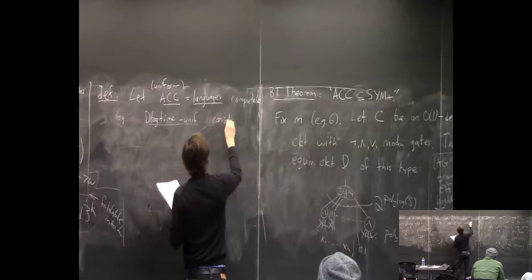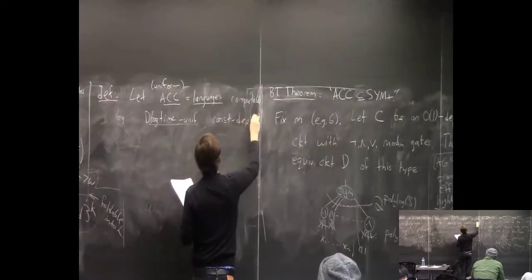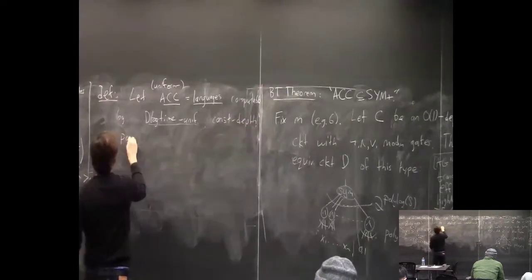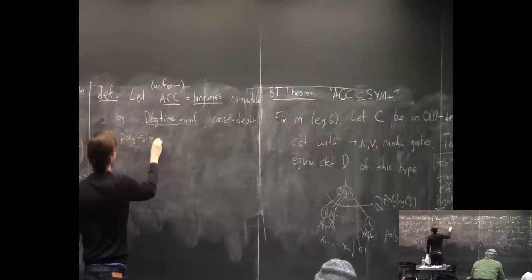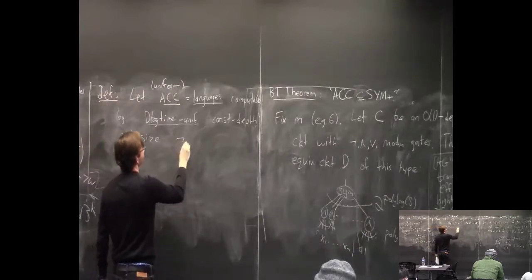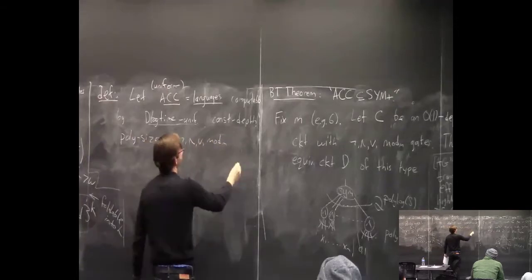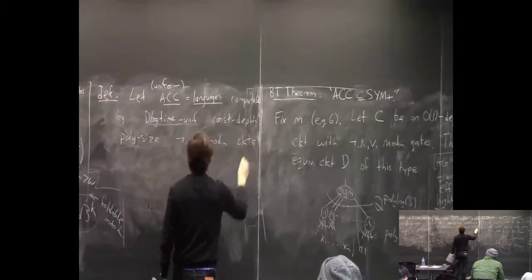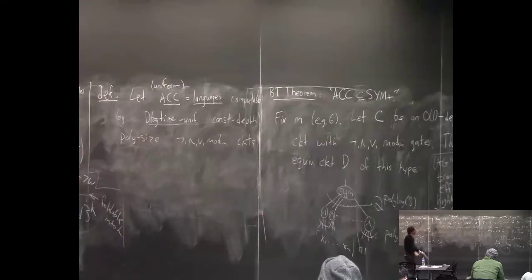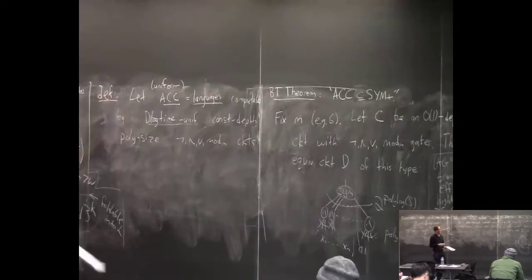Constant depth, poly size, circuits with NOT, AND, OR and MOD m gates, where m is a fixed constant. So a language L is in ACC if there exists a constant m such that you have these families of circuits that solve L.